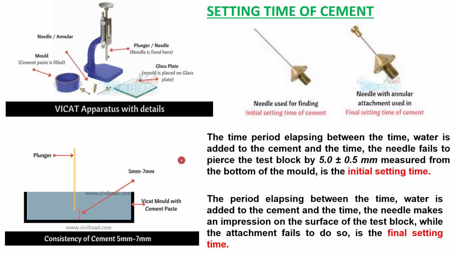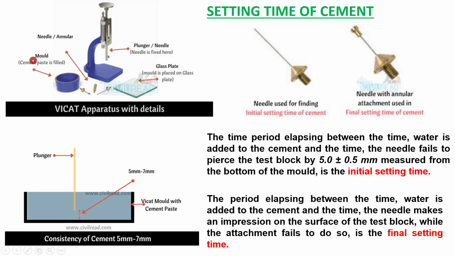Next, we will see the setting time of cement. It's an important thing. So I told the setting time of cement should not be less than 30 minutes. So we will see how it is tested. We have an apparatus called the Vicat apparatus. When you see the Vicat apparatus, this is the main apparatus.